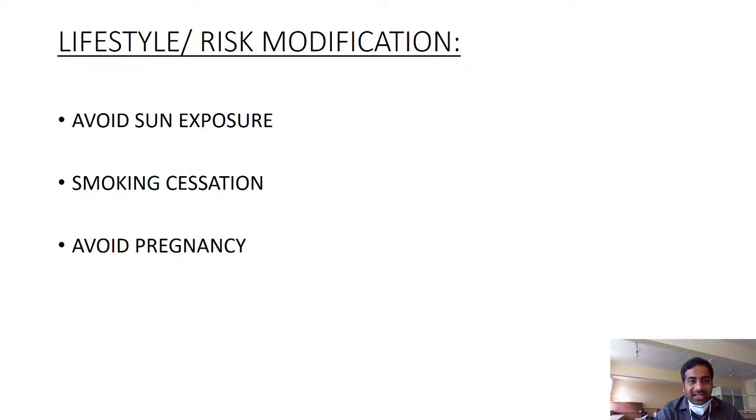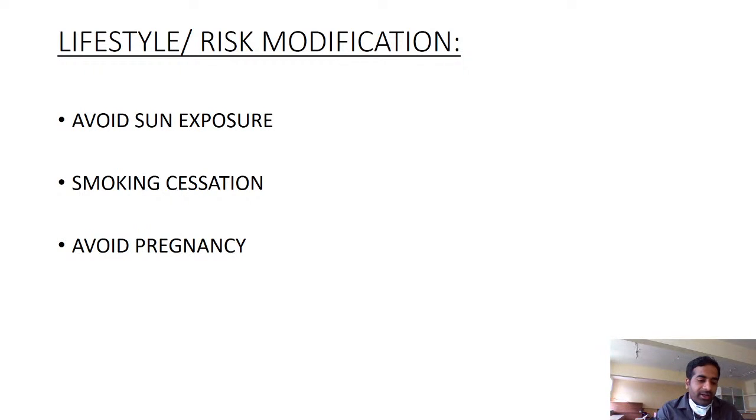For lifestyle or risk modification, mainly what you tell the patients is to avoid sun exposure, because around 50% of the patients will be photosensitive. So you ask them to avoid exposure to the sun and to wear sunscreen lotion. Sunscreen is a very important part of management. Smoking, you have to ask them to quit. And you ask them to avoid pregnancy until the inflammatory status is controlled.